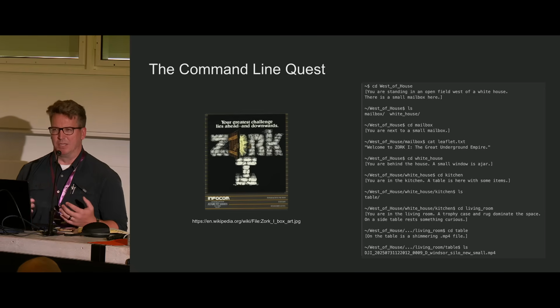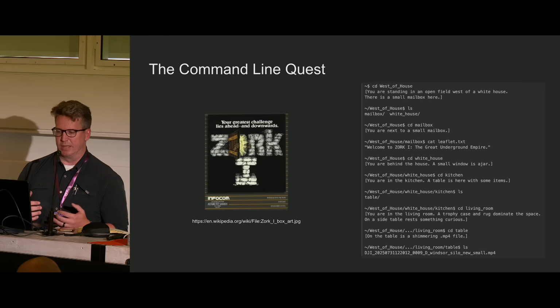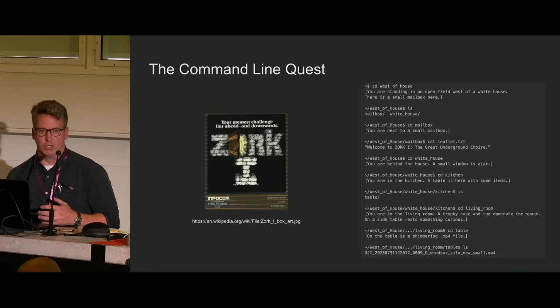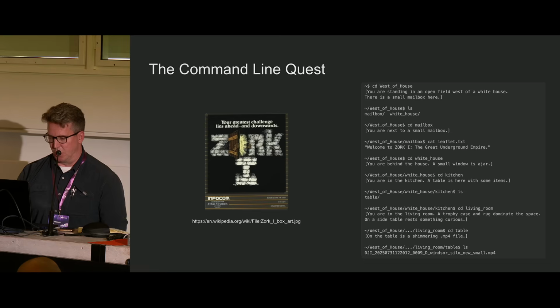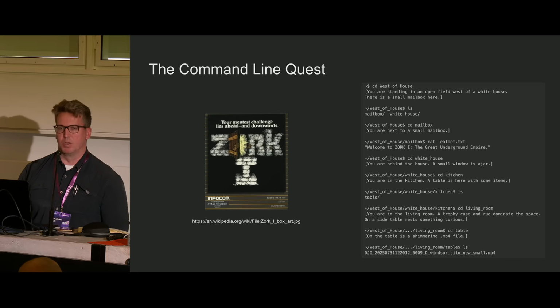I'm definitely going to date myself here, but it was like the old command line games. If you guys remember Zork and then Zork 2, and when we finally got to Return to Zork, we could finally get some graphics. But it felt very much like that. Like you go into the house and you look on the living room table, and there's this DJI underscore date stamp Windsor Silo New small .mp4. So what do you do with that thing? How do you turn that thing into a 3D scene?